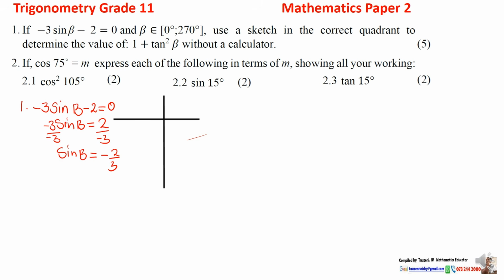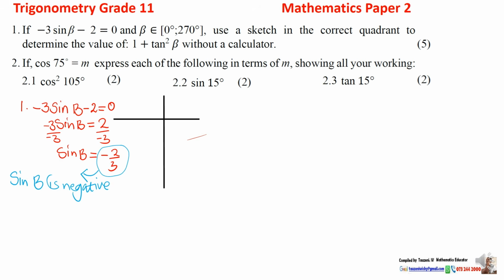Now, the next thing after this is to make some observations. You need to consider two conditions. The first condition is you look at this number, the value of sine B. After making sine B the subject, you will be able to see that, like in this case, the sine of B is negative. That is important for us.